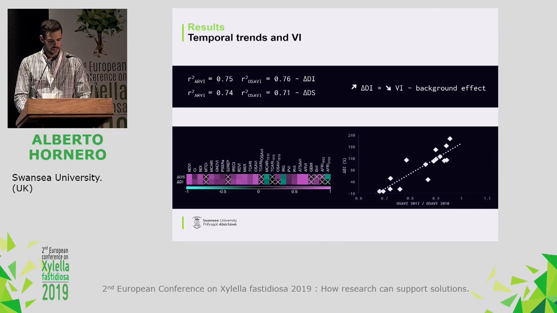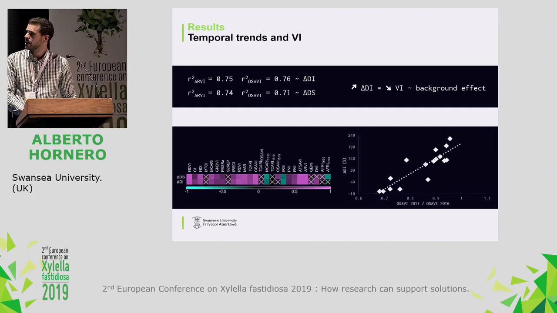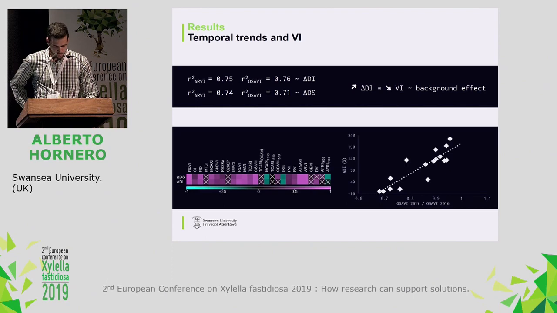Also, the indices RV and O-SAVI produce the highest coefficient of determination with delta DI, also with delta DS, with an R-square of 0.75 and 0.76 respectively, with a p-value below 0.001. Surprisingly, and this is something we can see on the bottom right figure, this is something we were struggling with a lot from the beginning because it's contrary to what might be expected. The higher incidence increase values, the delta DI, were associated with smaller reductions in vegetation indices.